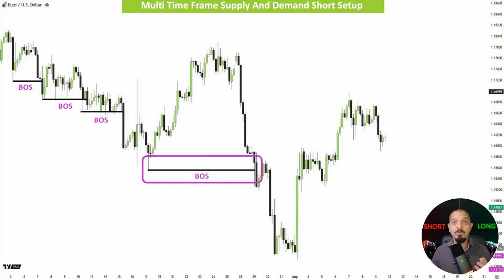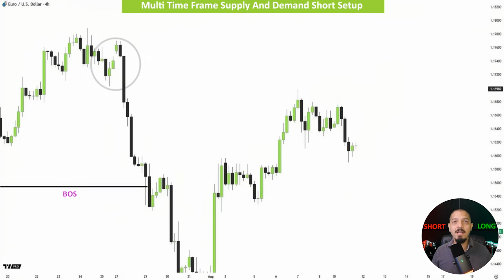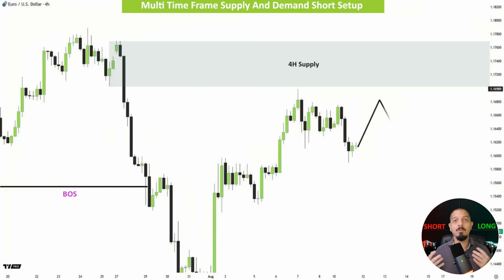If we trace that move back to its origin, we can identify an unmitigated supply zone. In this case, the 3 consecutive up-close candles at the start of the bearish expansion define that supply area. This gives us a fresh supply zone, and this is precisely the zone we want to pay attention to, since it represents an ideal location to look for short entries if price retraces into it. The next step is straightforward. We simply wait for price to return to this 4-hour unmitigated supply zone. Now, let us continue unfolding the chart and see how price reacts from this level.